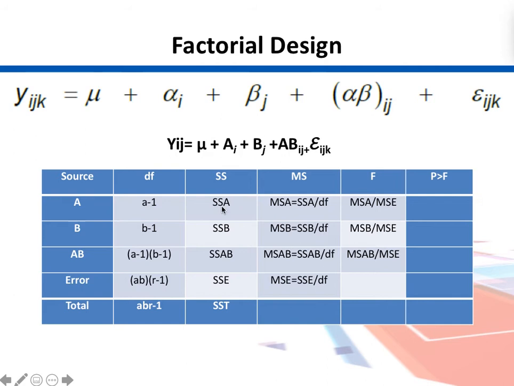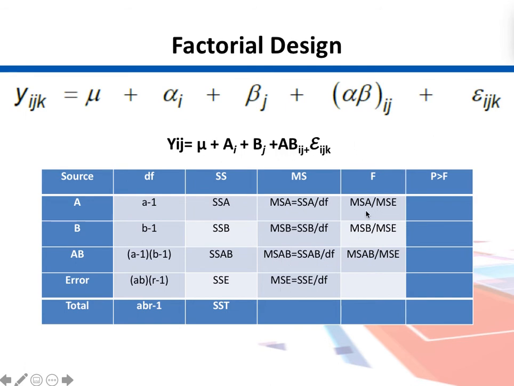Same way their sums of squares go like this: sum of squares for A, sum of squares for B, sum of squares for AB, and sum of squares for error. And when these sums of squares are divided by their respective degrees of freedom, we get the mean squares. So mean square for A, mean square for B, mean square AB, and mean square error.